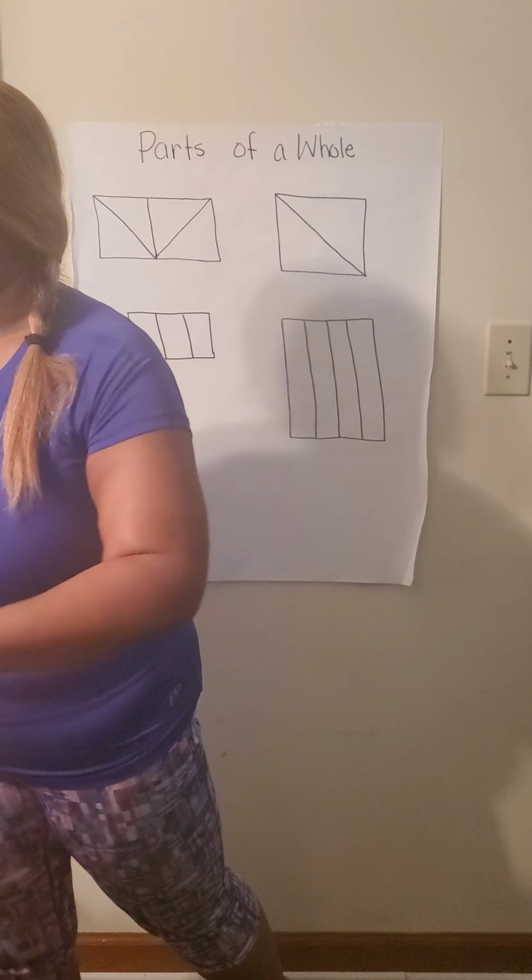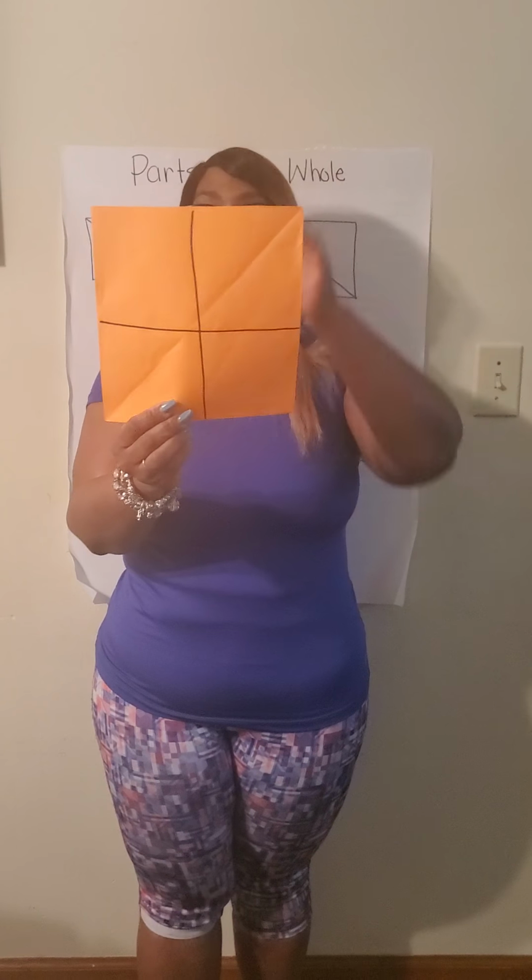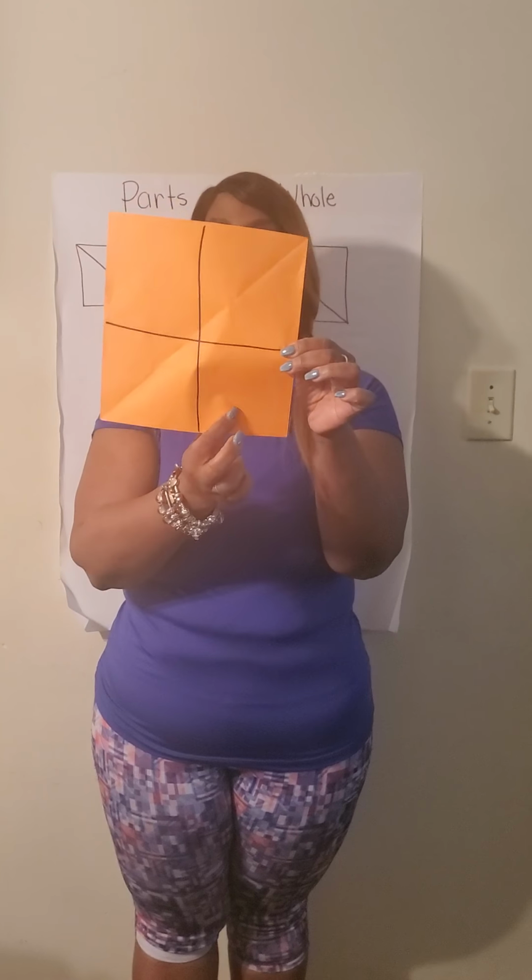And then our last one. My line isn't exactly equal, but it's divided into 4 sections. 1, 2, 3, 4. When it's divided into 4 sections, we say we have what? Fourths. This is 1/4, 1/4, 1/4, 1/4.